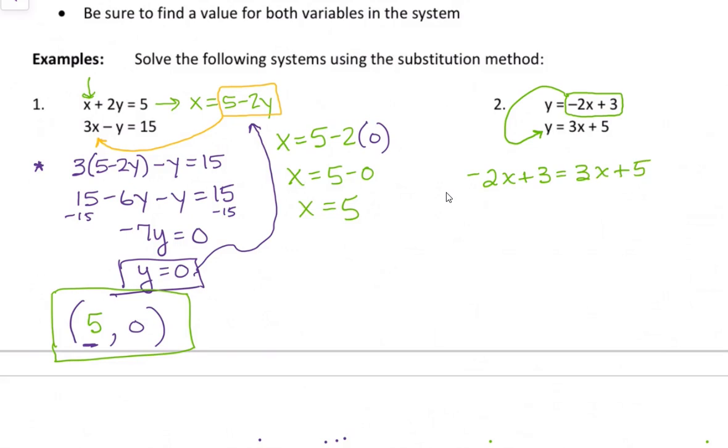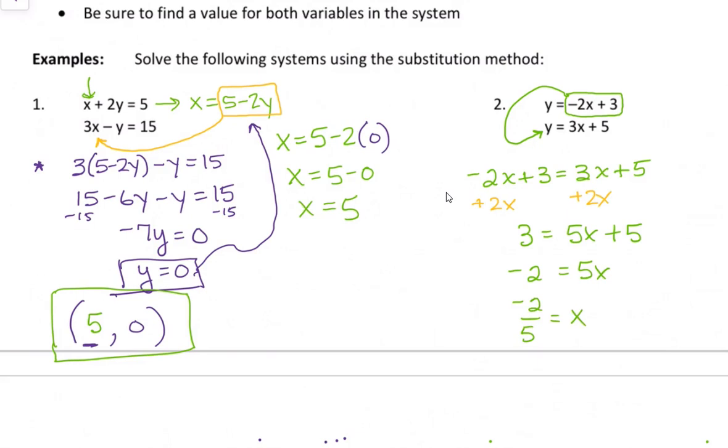Now I've got a single equation that only has 1 variable, so I can solve for that variable. So I need my x's on one side, my constants on the other. So I'm going to go ahead and add 2x to both sides to get my x's over there on the right. And that's going to leave me 3 equals 5x plus 5. And now to solve that, I just need to subtract the 5 and then divide by 5. So subtracting the 5 gives me negative 2. And dividing by 5 gives me negative 2/5 is equal to x.